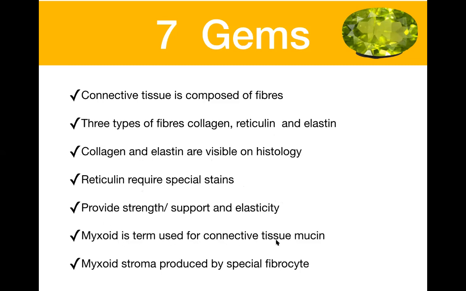Myxoid is the term used for the connective tissue mucin part, and these myxomatous stroma are also produced by the cells which are responsible for the production of these fibers, and they are the fibrocytes. However, they assume a stellate shaped configuration when they form myxomatous stroma.